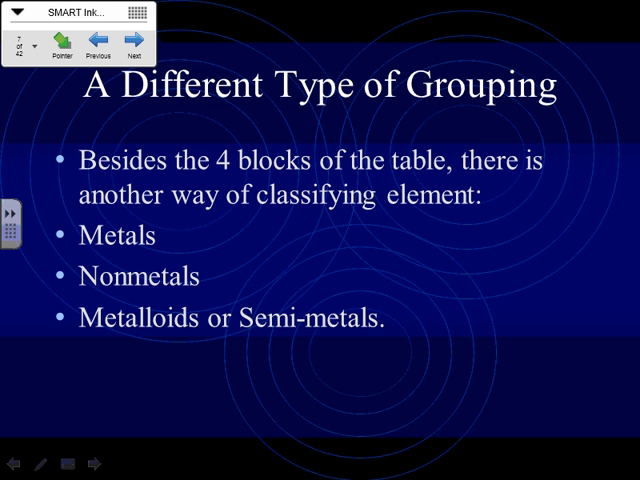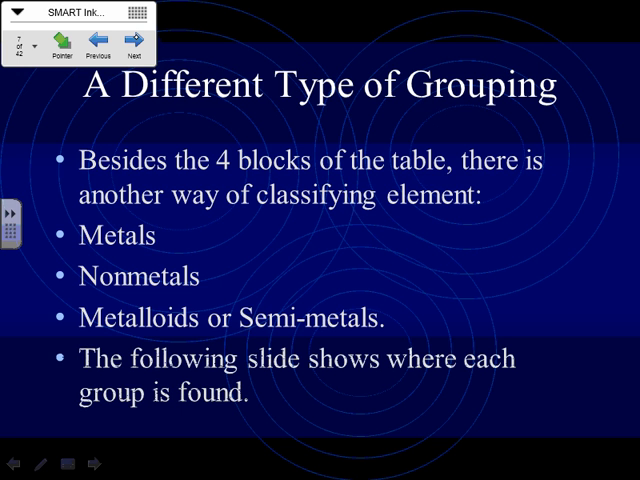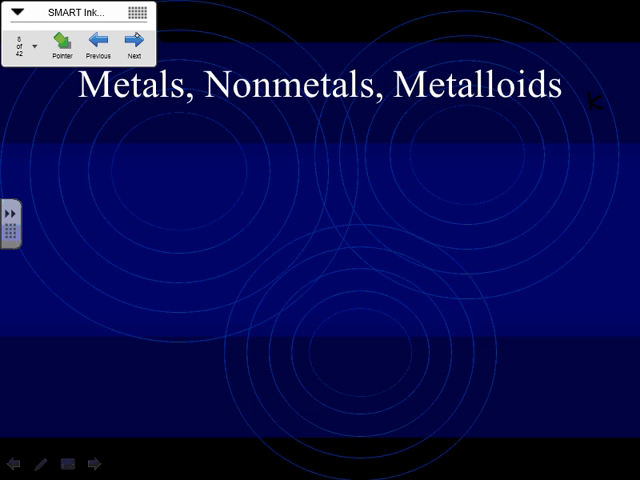So I could ask you, is it in the S block? Is it in the P block? Is it in the D block? Is it in the F block? Or I could ask you, is this element a metal, nonmetal, or a metalloid? Those are 2 different classification systems that you can use for elements. And the following slide shows where each group is found.